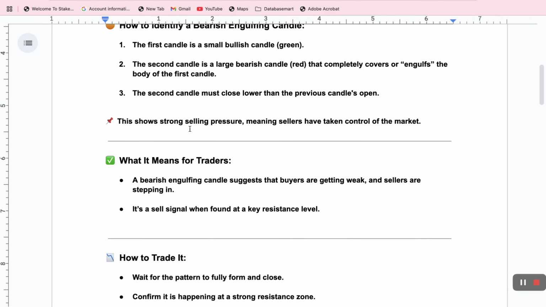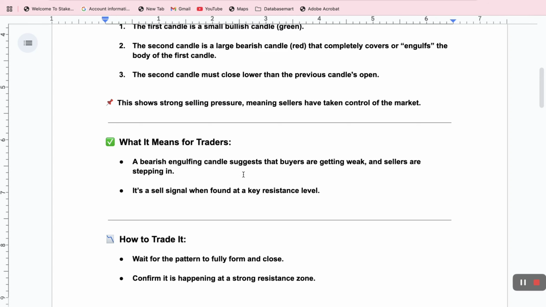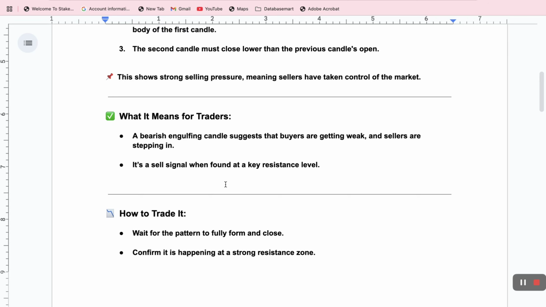This shows selling pressure, meaning sellers have taken control of the market. So what does it mean for a trader? A bearish engulfing candle suggests that buyers are getting weak and sellers are stepping in. It's a sell signal when found at a key level, such as a resistance level.